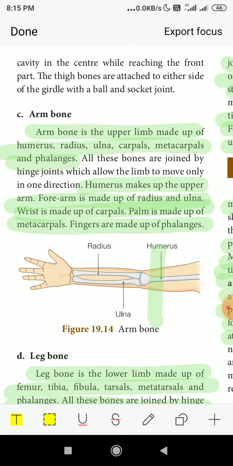Our legs also can move to the front and back, but like hands we can't rotate them at the back. Near the waist side we have the ball and socket joint, so we can rotate our waist. Arm bone.